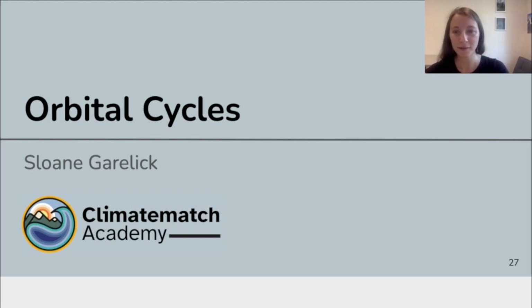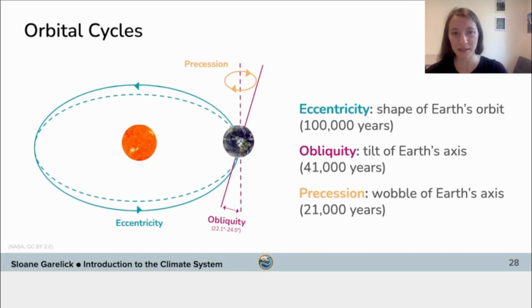The orbital cycles are driven by three main components: eccentricity, obliquity, and precession. Eccentricity describes the shape of Earth's orbit, and you can see in this diagram that it can vary from being more elliptical to less elliptical. This shape of Earth's orbit varies on a timescale of about 100,000 years.